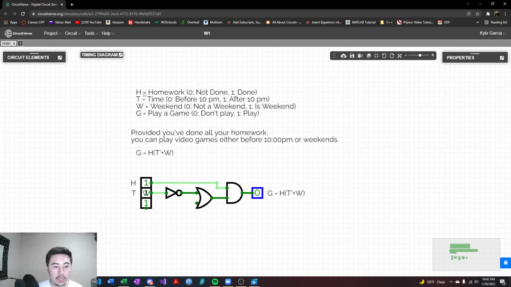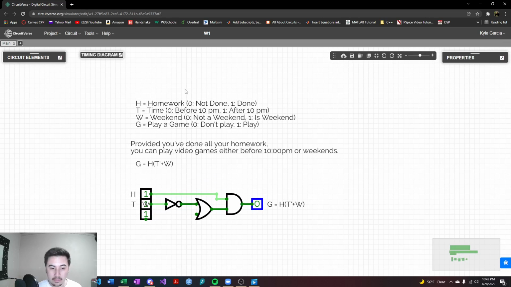So we're just going to take a look at the values here first. We have our defined values, our Boolean variables. H is equal to our homework, 0 being it's not done, and 1 being that it's done. T is equal to time, where 0 is before 10 p.m. and 1 is defined as after 10 p.m. W is our weekend, which determines whether it's a weekend or not, 0 meaning it's not a weekend, 1 meaning it is. G defines whether we can play a game or not: 0 is that we don't play, and 1 is that we do play.